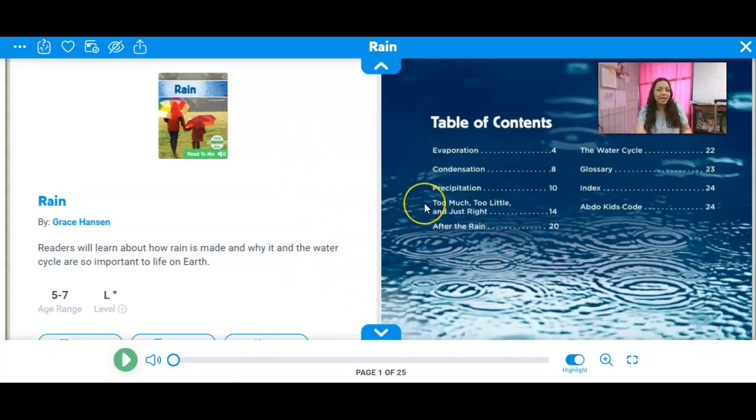And from looking at this page, do you think it's going to be a nonfiction or a fiction book? That's right, it's a nonfiction. It's going to give us facts. It's got that table of contents on the cover. You can see that it's a real photograph, and a lot of times nonfiction books will use photographs to show you what something looks like instead of illustrations or drawings like in a fiction book.